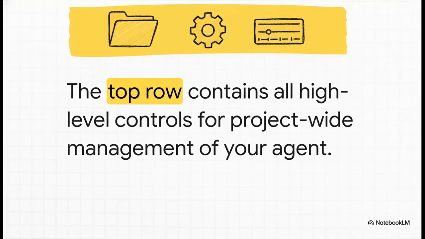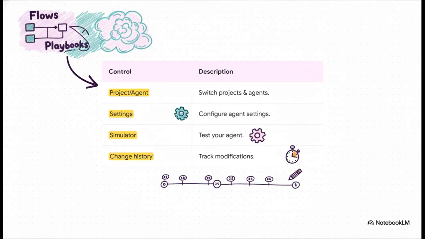Right at the very top of the screen, you've got what I like to call the command center. This is your 30,000-foot view of everything. It's where you manage all the big picture, project-level stuff for your agent, before you get into the nitty-gritty details of the conversation itself. Some of the really key things up here are your project and agent switcher, all your main settings, and the change history so you can see who's been tweaking what. But the big one, the one we really care about, is the simulator. We're going to come back to that in just a minute.